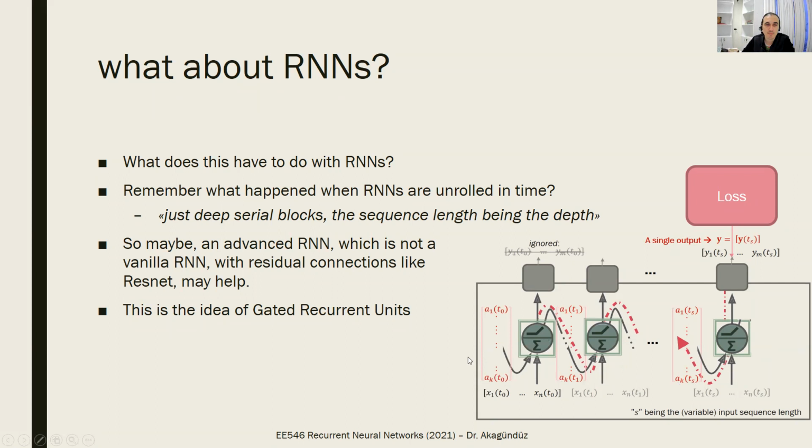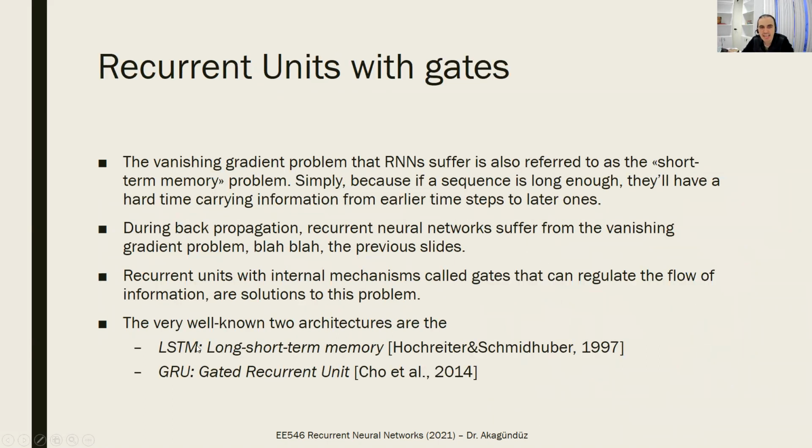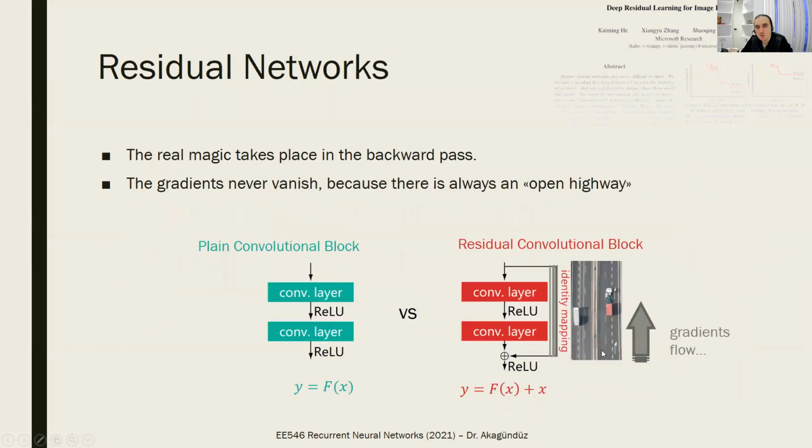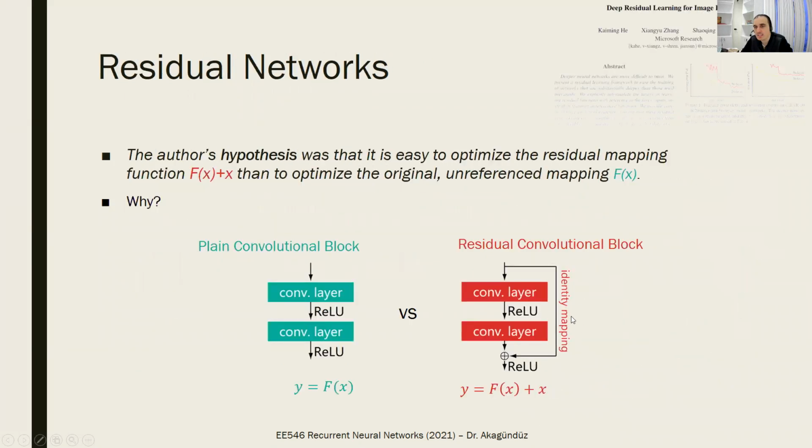If we had an advanced recurrent neural network, not a vanilla RNN, with residual connections, like ResNet, it may help. And this is the idea of the gated recurrent units. And frankly, I'm bringing you to the idea of gated recurrent units with RNNs with these highways, going backwards in time, because when LSTM was first found in 1997, the funny thing is, it was ResNet that applied the idea of this identity mapping from LSTMs.